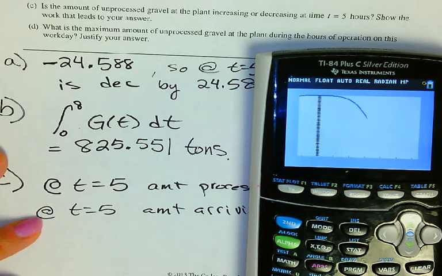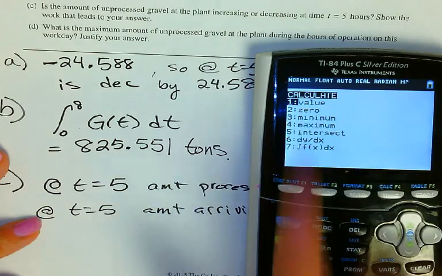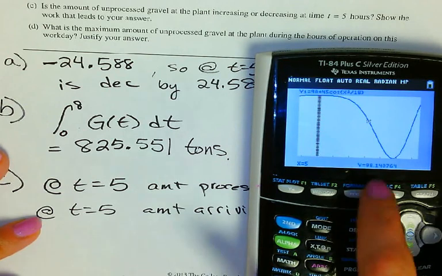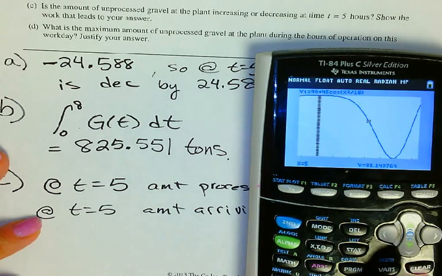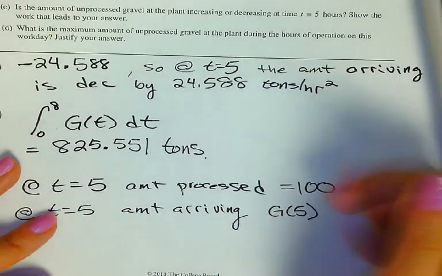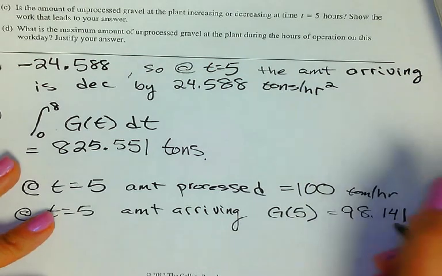So what I want to do is get the value of G of 5. You could have just plugged 5 into that original equation and done it algebraically, but I like to let my calculator do the work. So I'm going to do second, then trace, and value. Then I plug this in, and I want to know what's going on at x equals 5. And my calculator spits back 98.141. So I'm just going to grab that from there. This was 98.141, and that's, again, in tons per hour.